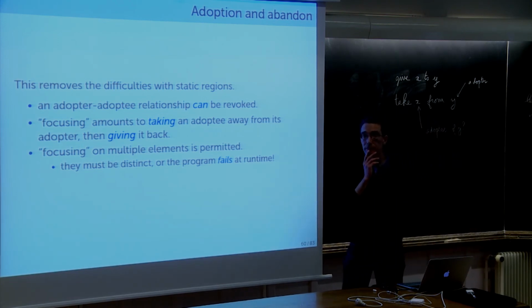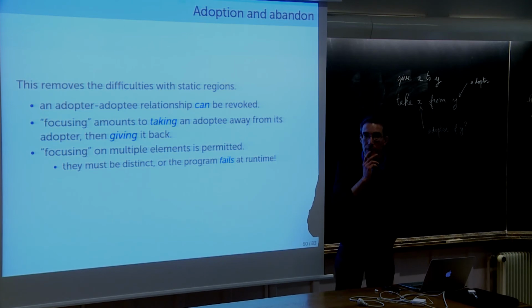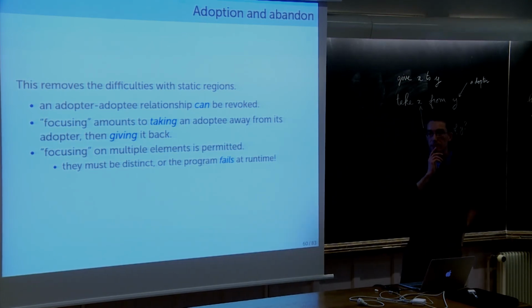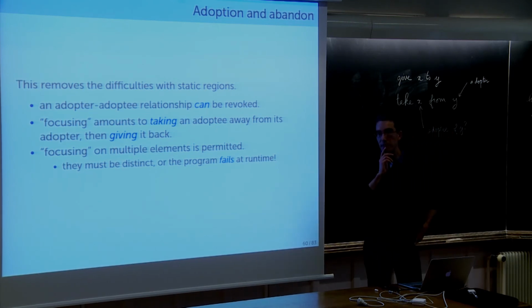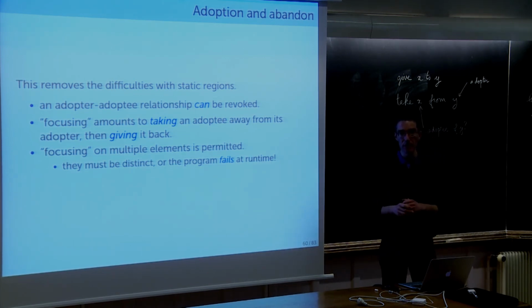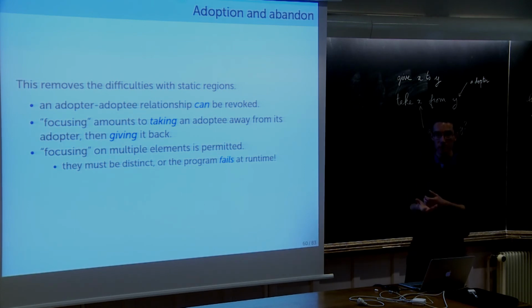Yes? Can you give x to several regions? No. So you have to check that before giving it, that it does not belong to another. This will be statically enforced. We will see that we will have a kind of permission to give. And that permission will be affine. So we will be able to give an object only to one adopter.